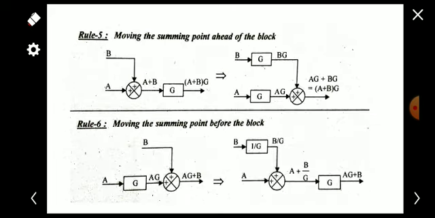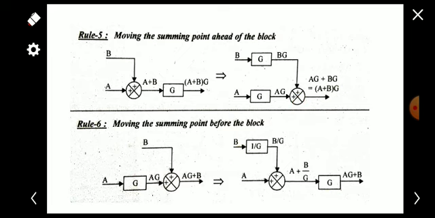And the next rule is moving the summing point ahead of the block. This is the summing point, and we will get the output A plus B, which is multiplied with this G here. This is the output. So if you are moving this summing point after this block G, the figure will be like this, but the line B will not get a chance to multiply with the G here, because the summing point is after this G.